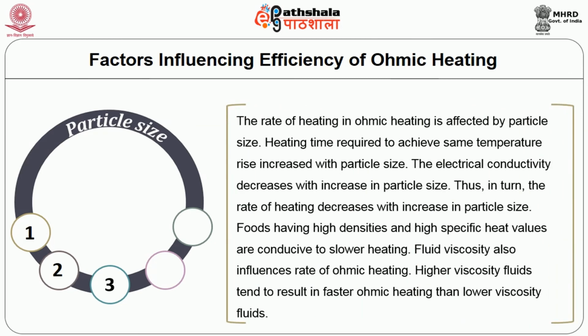The third factor is the particle size. The rate of heating in ohmic heating is affected by the particle size. Heating time required to achieve same temperature rise increased with particle size. The electrical conductivity decreases with increase in particle size. This in turn the rate of heating decreases with increase in particle size. Foods having high density and high specific heat values are conducive to slower heating. Fluid viscosity also influences rate of ohmic heating. Higher viscosity fluids tend to result in faster ohmic heating than lower viscosity fluids.